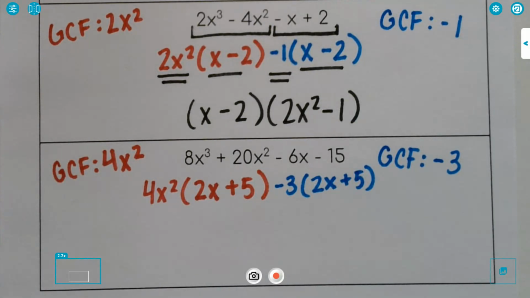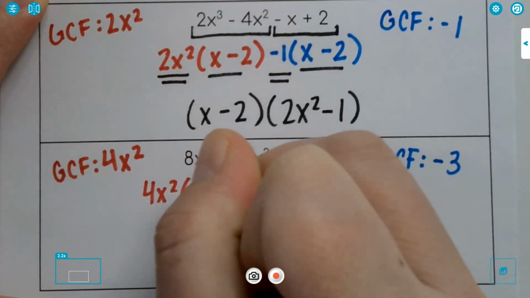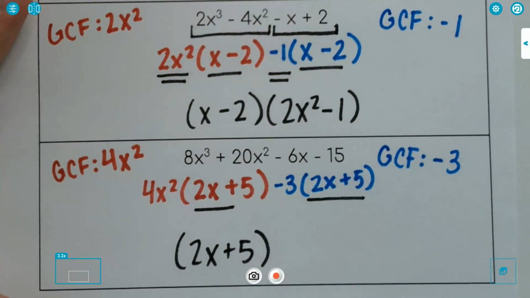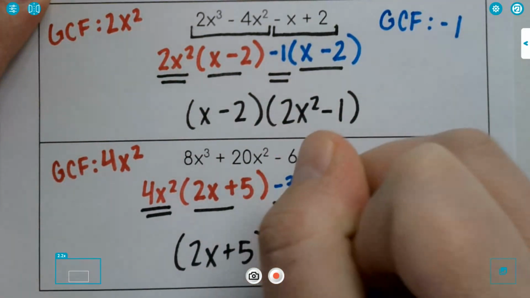Okay, that leaves behind a 2x plus 5 that matches, so that's going to be the first part of my answer. And then this 4x squared and this minus 3 become the second part of my answer.